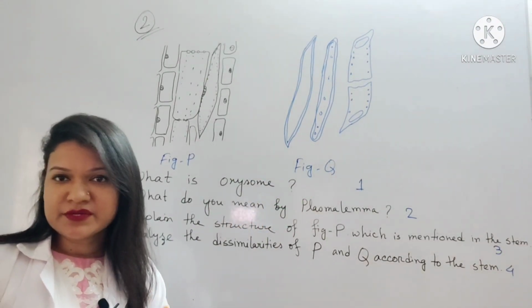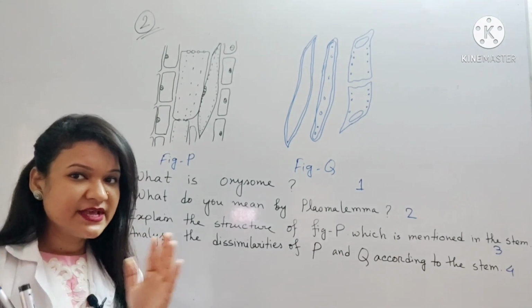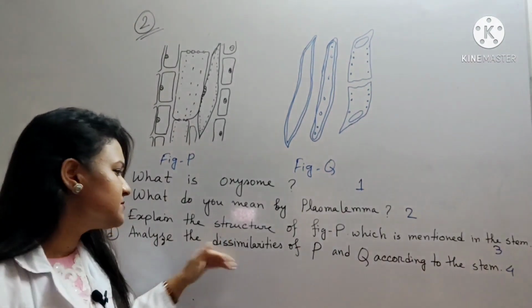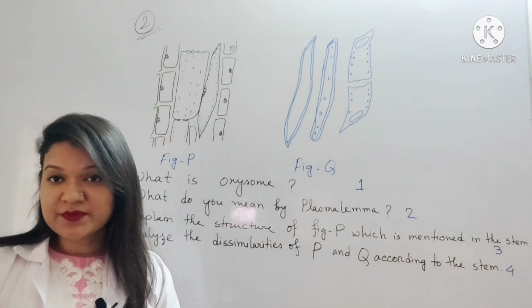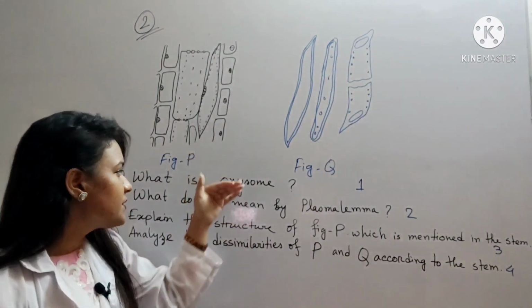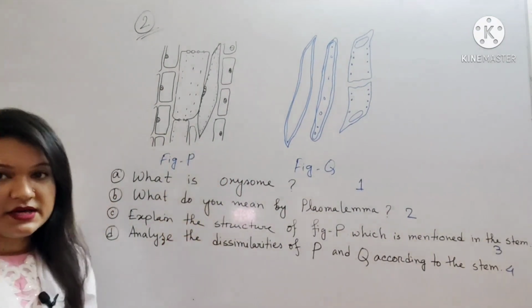Then you will get 1 mark for higher ability, and then you will go for the dissimilarities of figure P and Q. I hope you understand how you can give this answer.